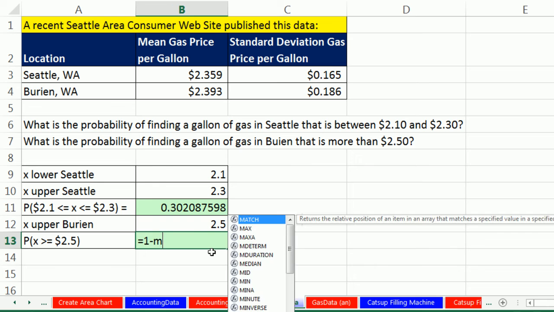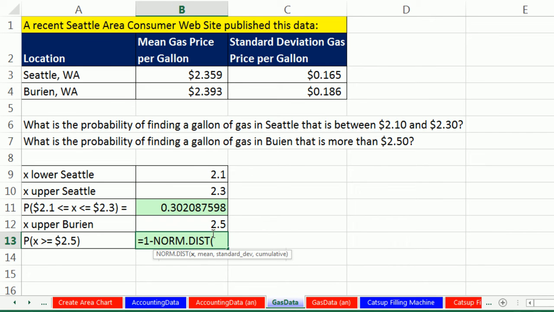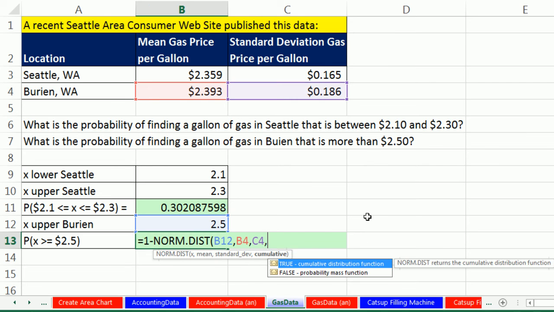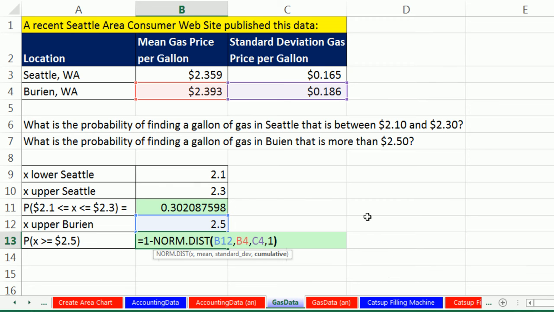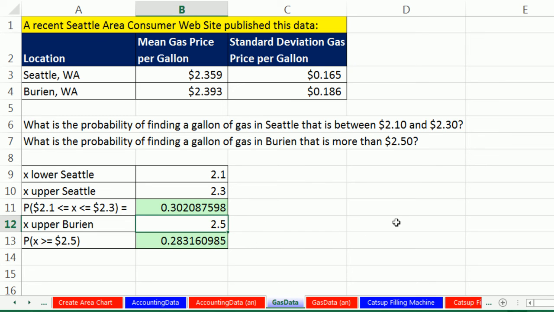1 minus. And now I can do NORM.DIST. Everything up to 250, that's the x, comma, the mean, Burien, comma, the standard deviation for Burien, comma, 1 for cumulative, and close parentheses, Control Enter. So we have about a 28% chance of finding a gas price in Burien of $2.50 or more. Hey, that's the probability for 250. But what about $2.59? Instantly, we get an updated probability. The probability of getting 259 or above in Burien, hey, about 15%.